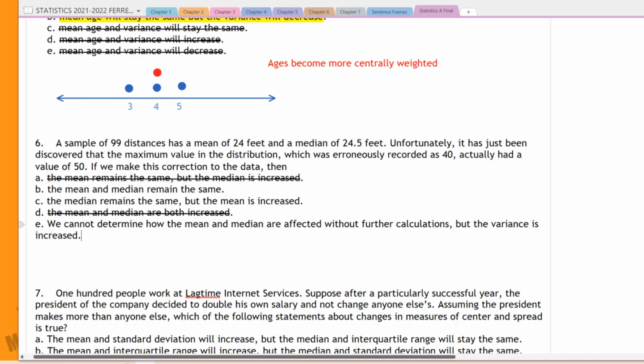So the median is going to stay the same. What's going to happen to the mean, however, is that it is going to increase.